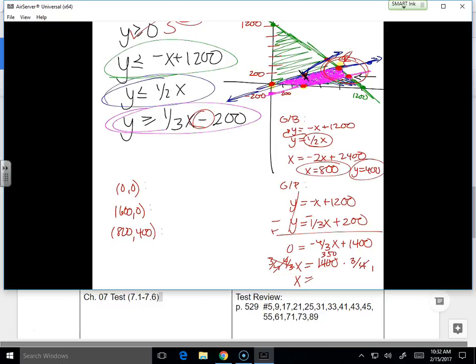What would that end up equaling? 200 plus 1200, right? So 1400. So the last one would be 1050. Should we plug back in for y? I think that'd be 150, right? I'm plugging into this one right here.